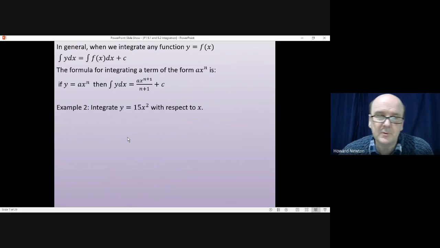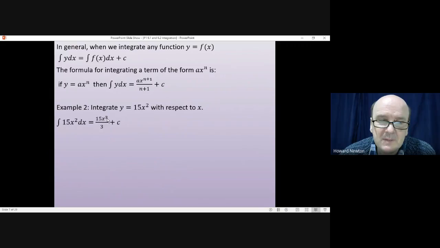Okay, example 2. Bearing that in mind, have a go at integrating y equals 15x squared with respect to x. Pause the video, come back to me when you're ready. Well, the integral of 15x squared, you add on 1 to the x squared to make it x cubed, you divide by the new power, and now we know you also need to add on some arbitrary constant c. And that'll give us 5x cubed plus c.